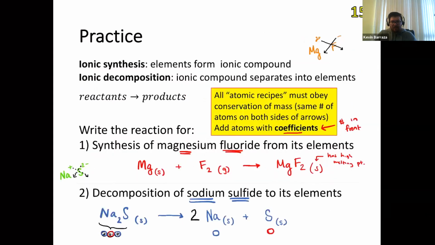But that is how we would represent making an ionic compound from its elements and then breaking an ionic compound into its elements. So most metals are pretty much guaranteed to be solid, except for mercury. Mercury is the only liquid metal. So if you have a metal, it's going to be solid at room temperature unless it's mercury.